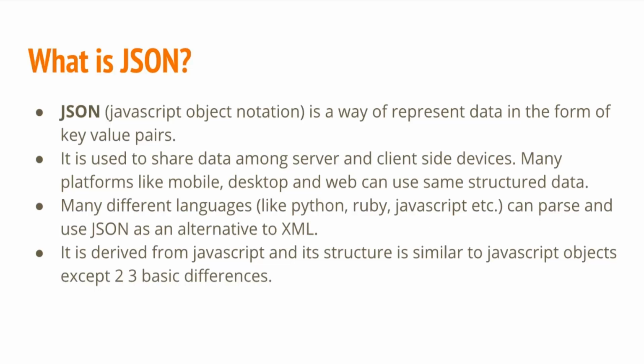So let's start. What is JSON? JSON is JavaScript Object Notation, and that is a way to represent data in the form of key value pairs. It is used to share data between server and client-side devices. Many platforms like mobile, desktop, and web can use the same structured data. Many different languages like Python, Ruby, JavaScript, and a bunch of other languages can parse and use JSON data as an alternative to XML. It is basically derived from JavaScript, and its structure is similar to JavaScript objects except for 2-3 basic differences. So let's see what the structure of JSON is.